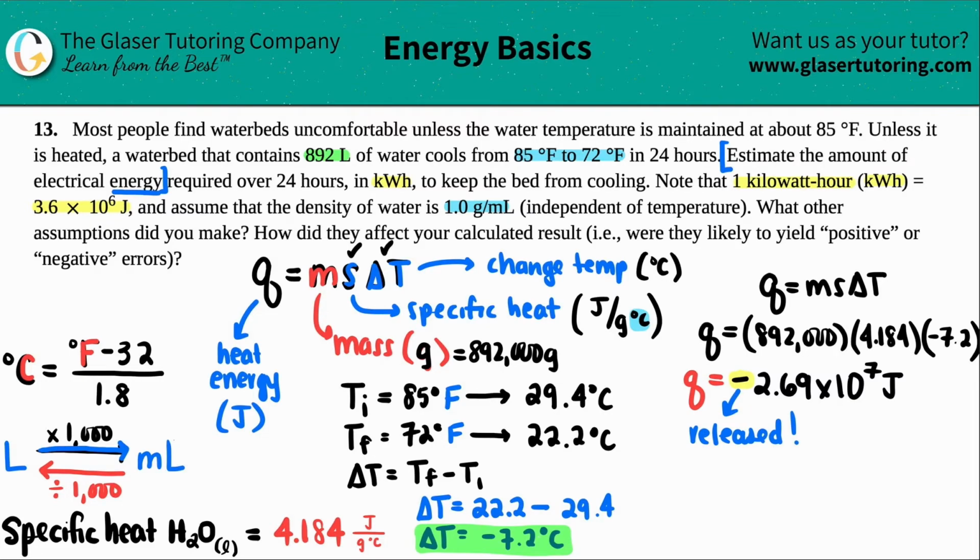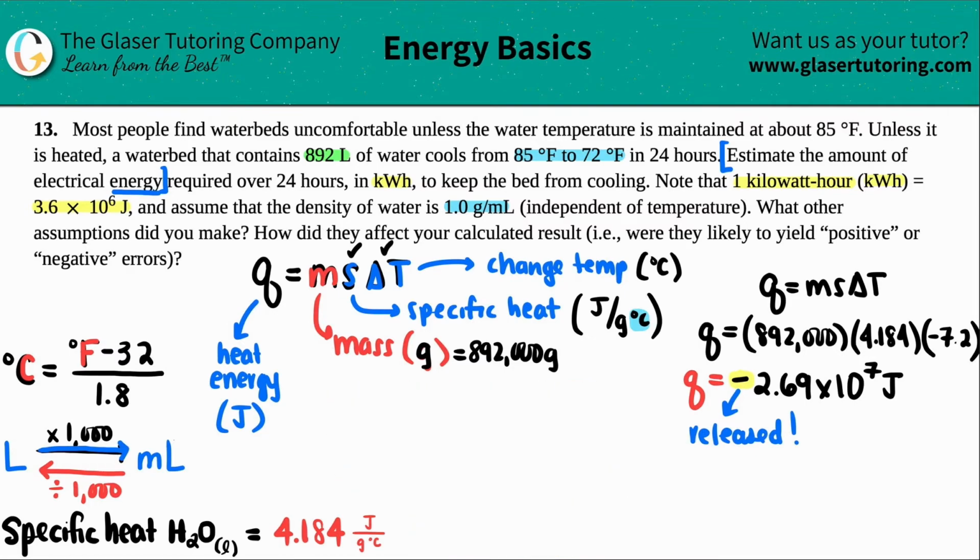But now we need to figure out what it is in kWh. Now they told us this little formula. They said 1 kWh equals 3.6 times 10 to the 6 joules. So we just need to convert this number into kWh. So let's see. I'm going to just erase my delta T's over here because we don't really need that anymore. And I'm just going to write it over here. So I have a negative 2.69 times 10 to the 7th joules.